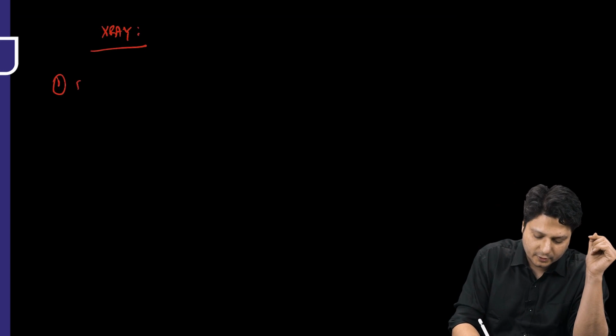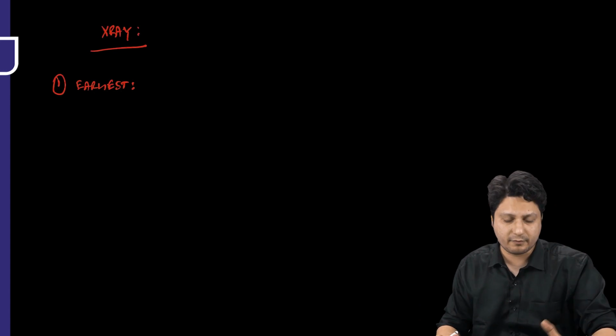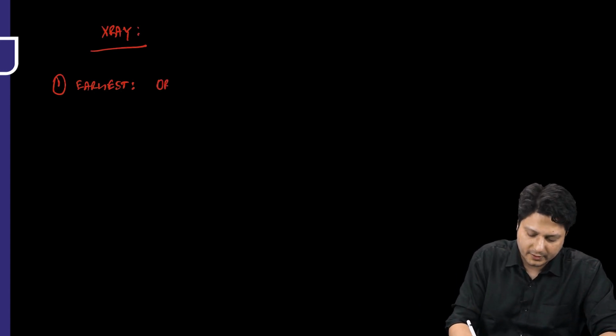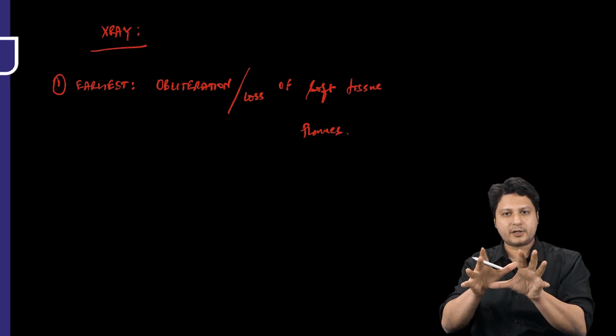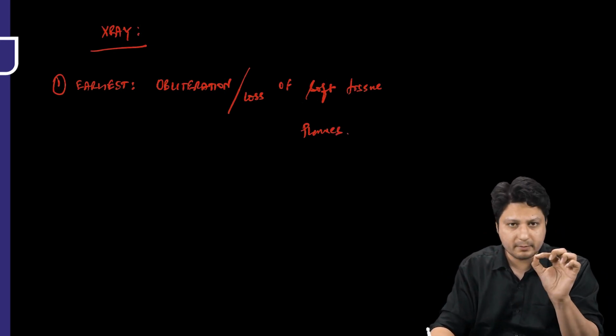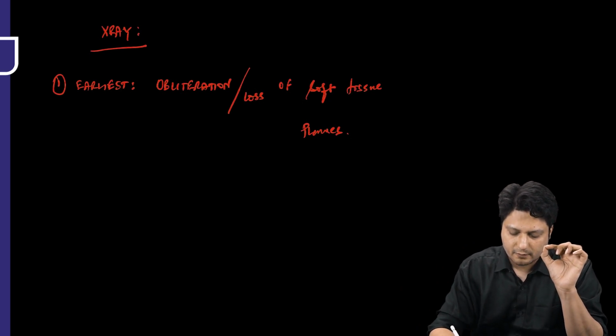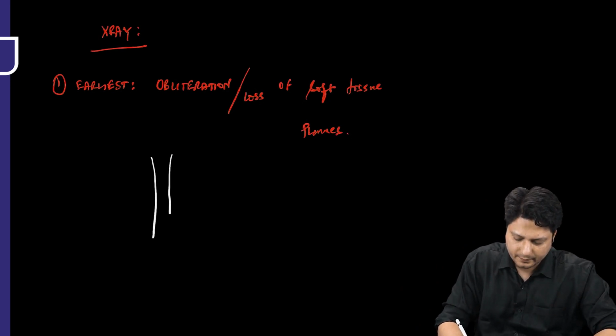The first one, which is considered to be the earliest X-ray finding, which is obviously not the diagnostic X-ray finding, just a suggestive X-ray finding, is that there will be an obliteration or, you can say, loss of soft tissue planes. All right, there will be an obliteration or a loss of soft tissue planes. Now, what do you mean by this statement in particular? For example, when you see a bone, imagine this is a bone, and we have a bone which is covered by the soft tissue. So this is the presence of the soft tissue.